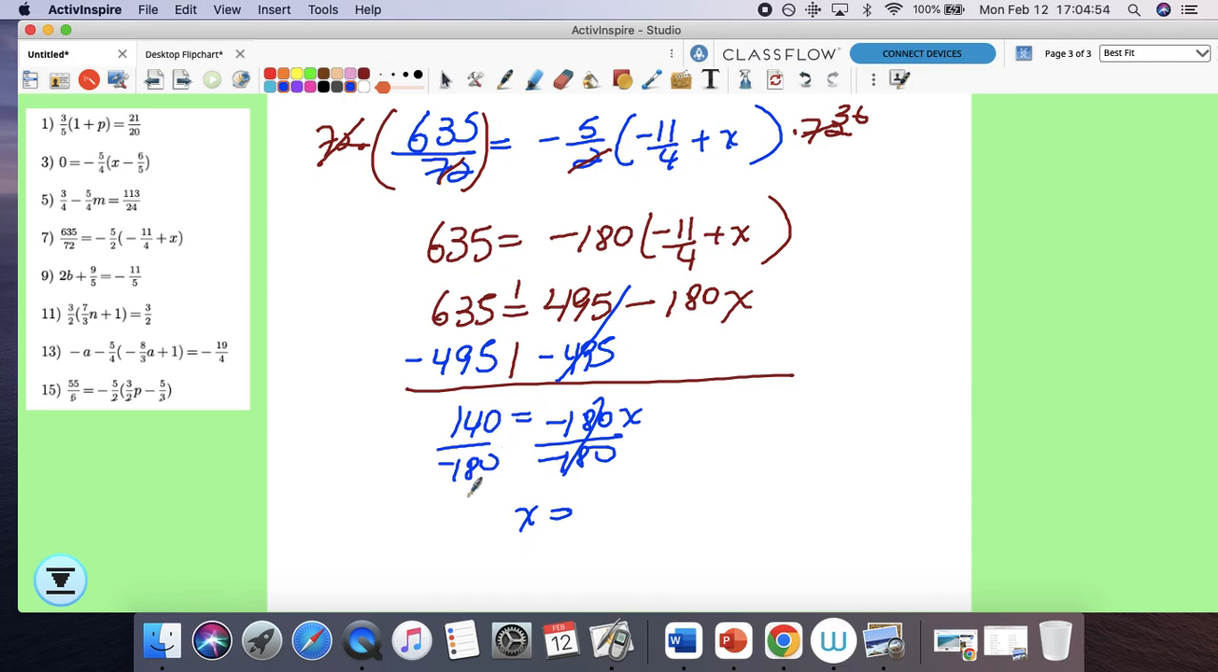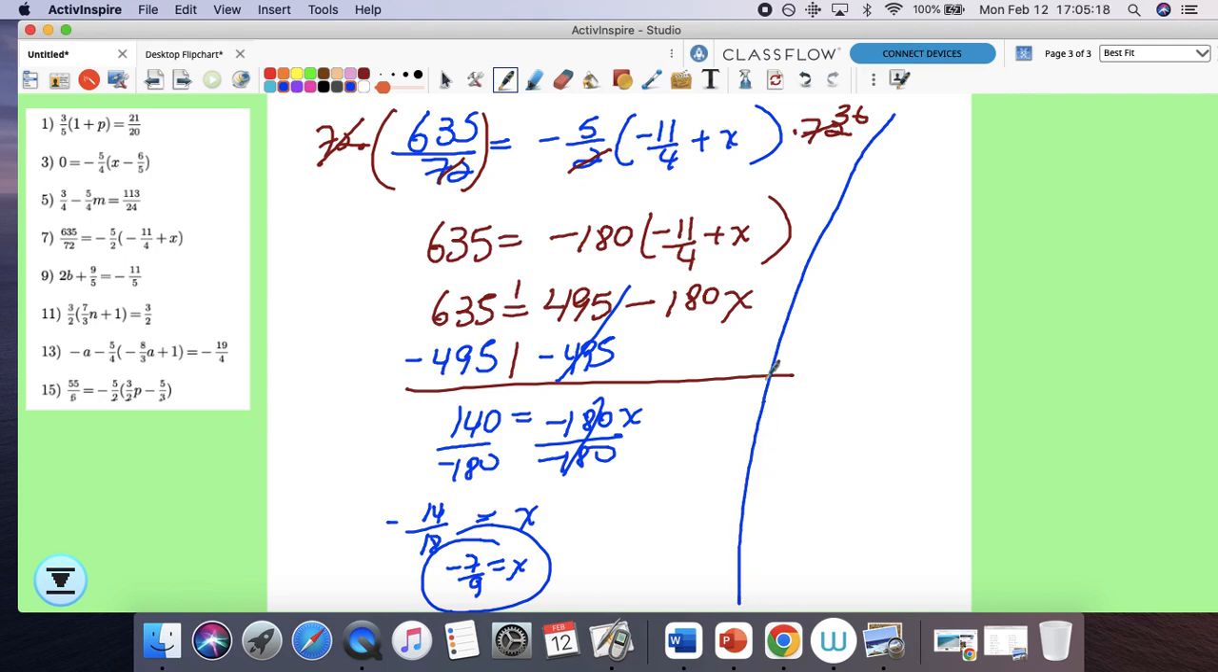Well, we can divide by 10, and we get 14 over 18, negative, or divide by 2, and we get negative 7 over 9, and that's my final answer. Okay. Don't trust me. Do a check.